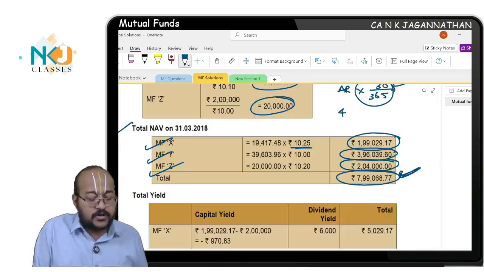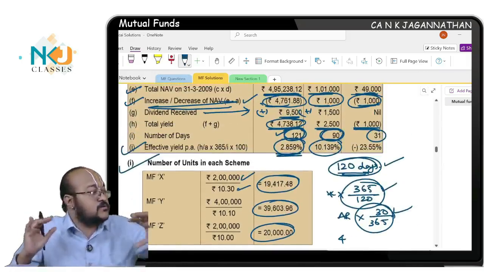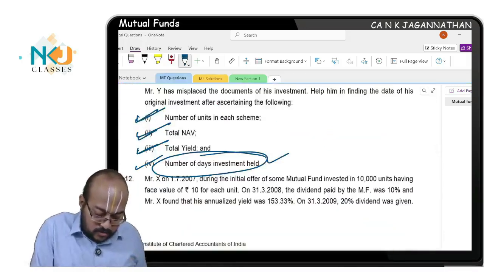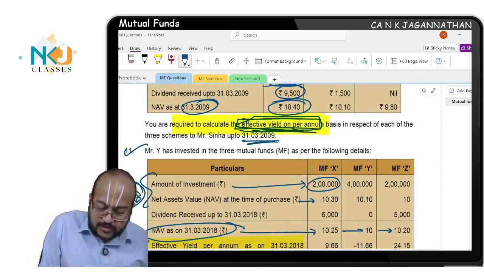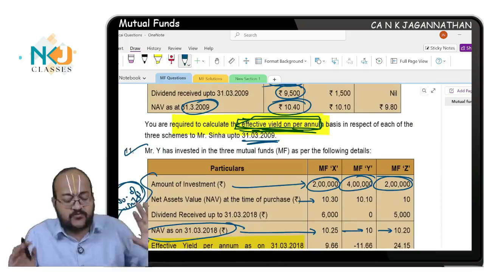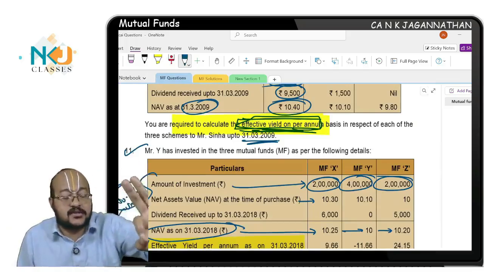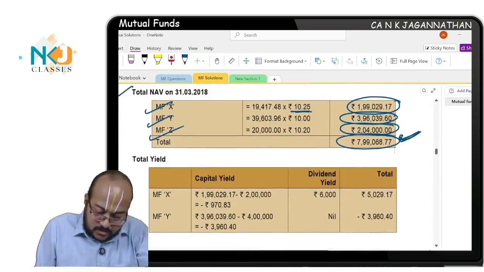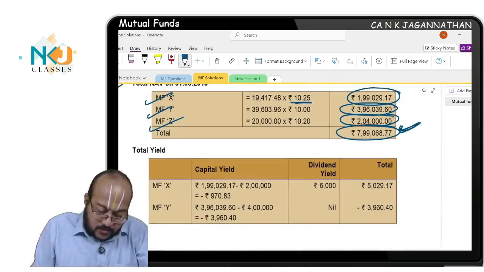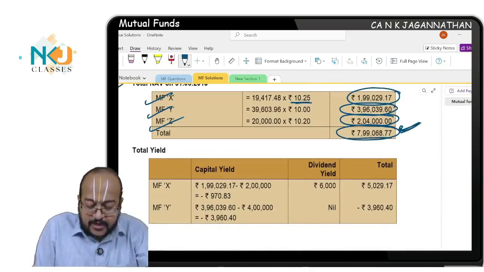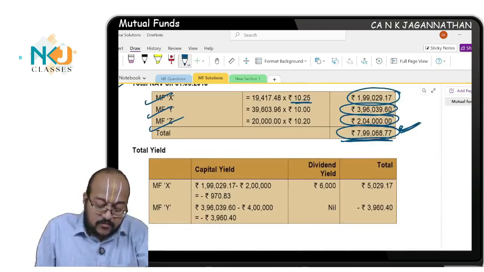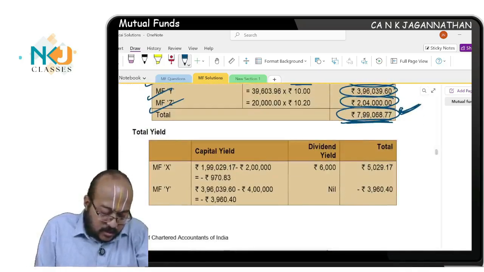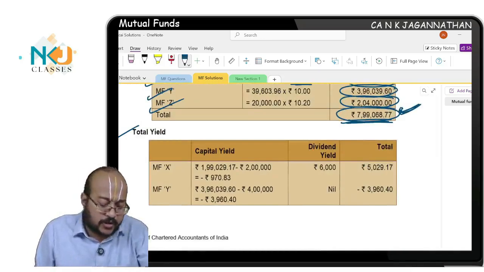How to compute total yield? Very simple. First, initially, how much you invested initially. See the question number 11, given in the question. Yes, see 2 lakhs I invested plus 4 lakhs plus 2 lakhs, which means ultimately I invested 8 lakhs initially. That 8 lakh became how much? That 8 lakh you invested initially became 7,99,068. Fine. Each scheme we will see. They have computed for each scheme total yield.